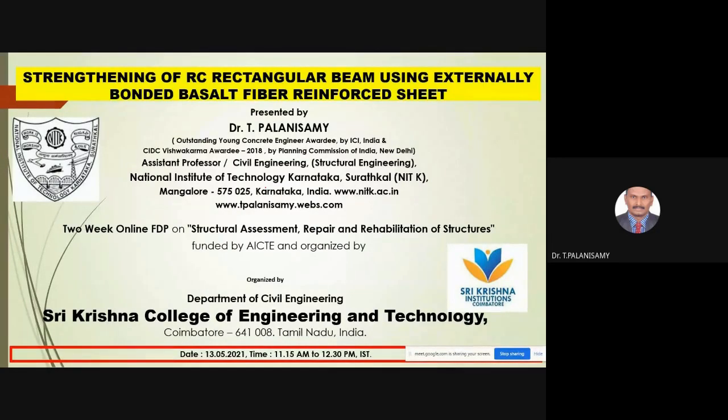In particular, we used three fiber sheets. One is the basalt fiber sheet, another one is carbon fiber sheet. One more sheet we also did, basalt carbon. Another one is a glass fiber sheet. So these three sheets were used for the strengthening of RCC rectangular beam. It is a laboratory scale model. These are the things I can explain to you in this presentation.